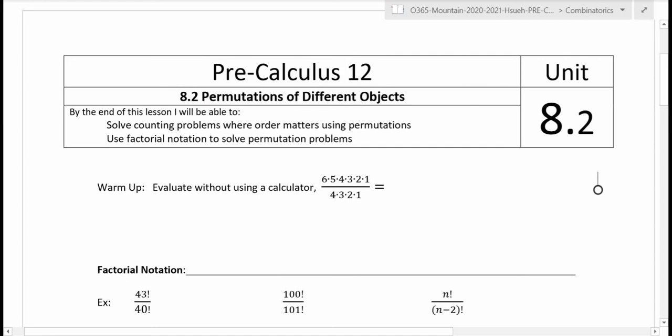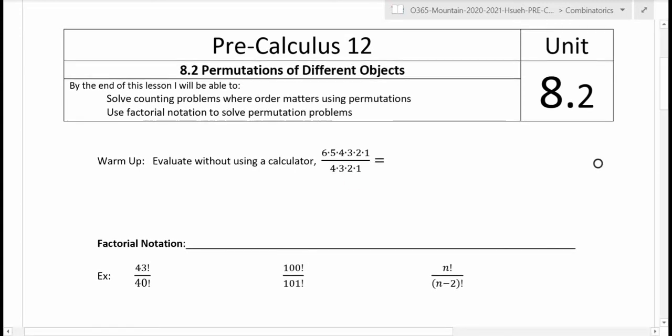All right, welcome back to the second lesson of this unit, combinatorics. We're going to be looking at permutations of different objects today. I'll explain to you what permutation means. But before we do that, let's look at this one question here.